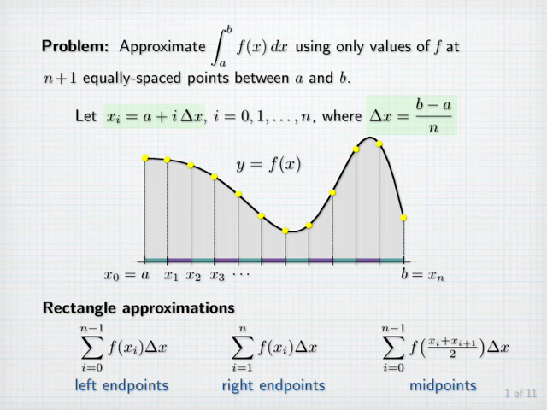The left and right endpoint approximations are very crude in the sense that typically n must be very large in order to get a reasonably accurate approximation. Turns out that the midpoint approximation does a much better job, but it has the disadvantage of not fitting into our scheme of using a given set of function values at x0 through xn.